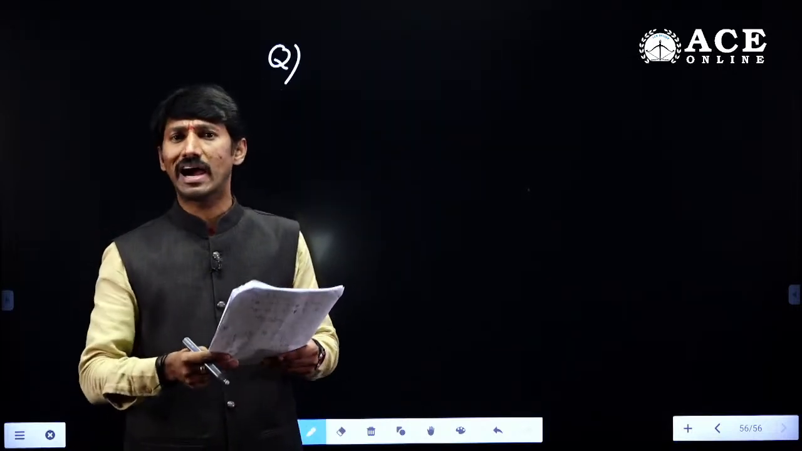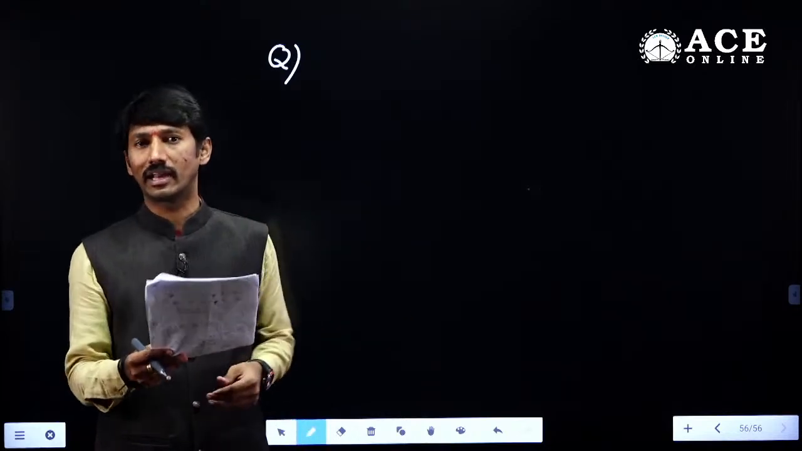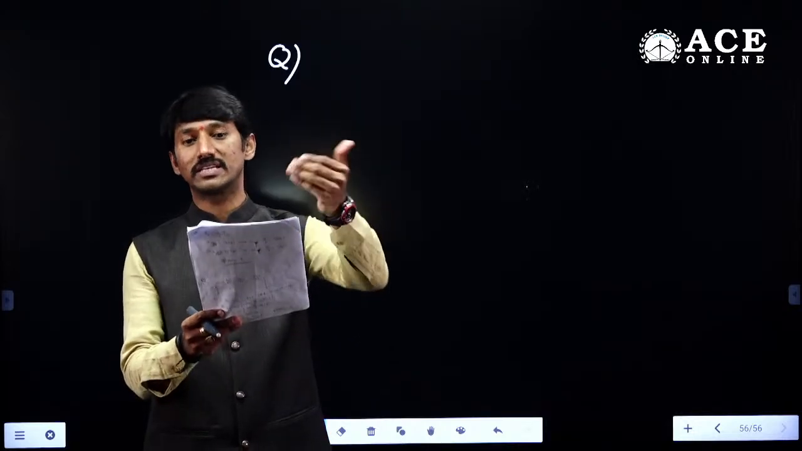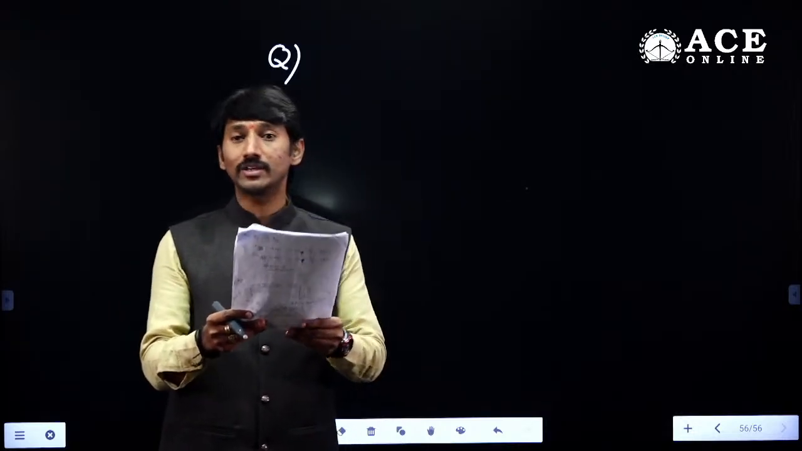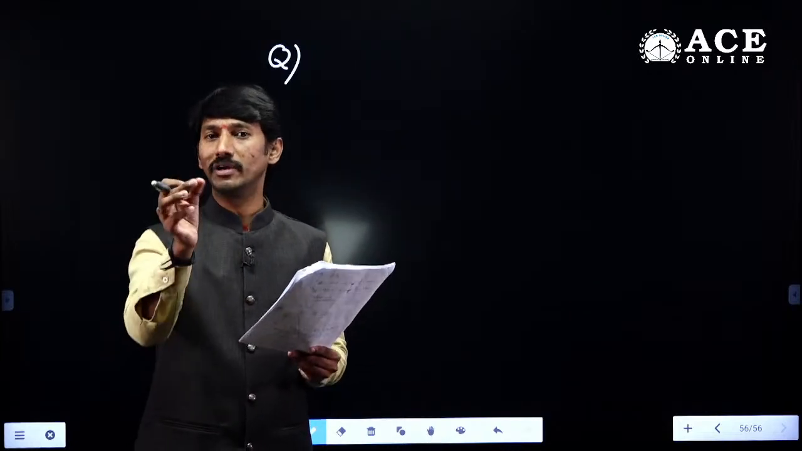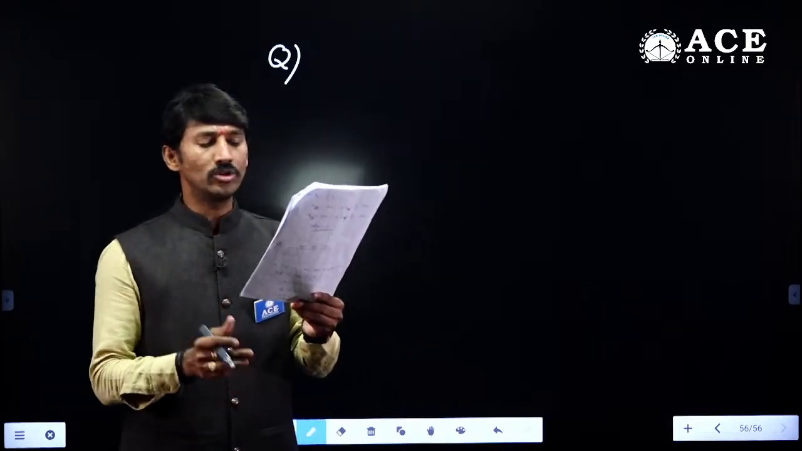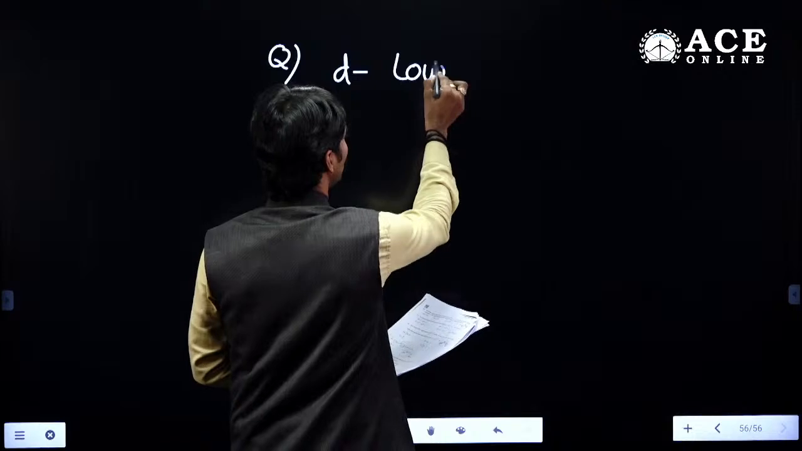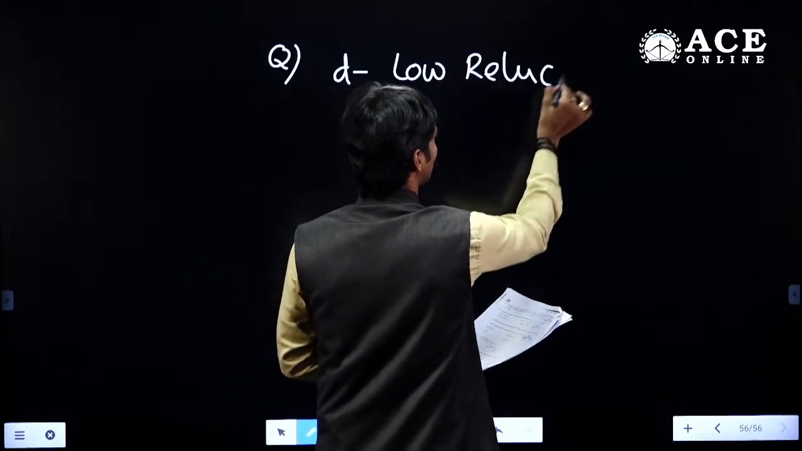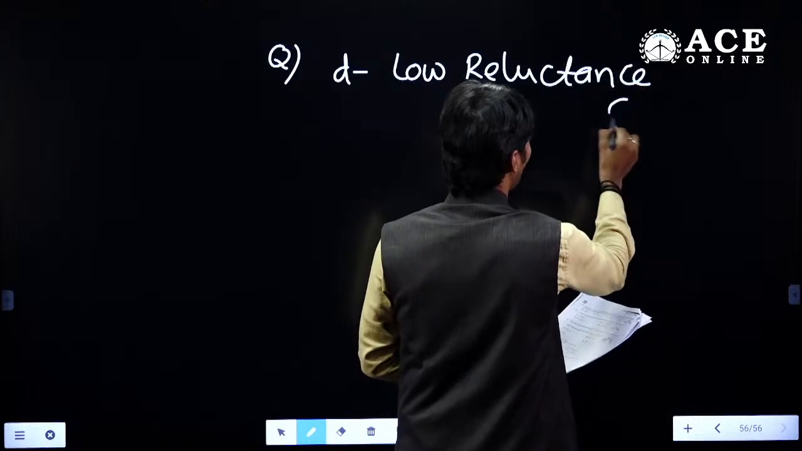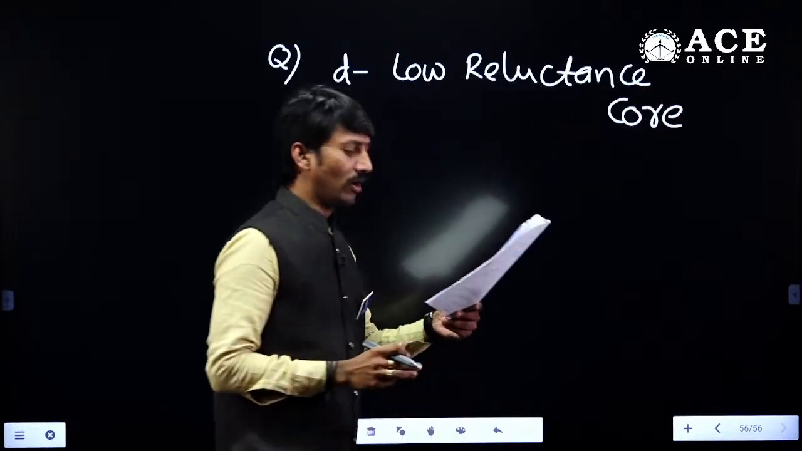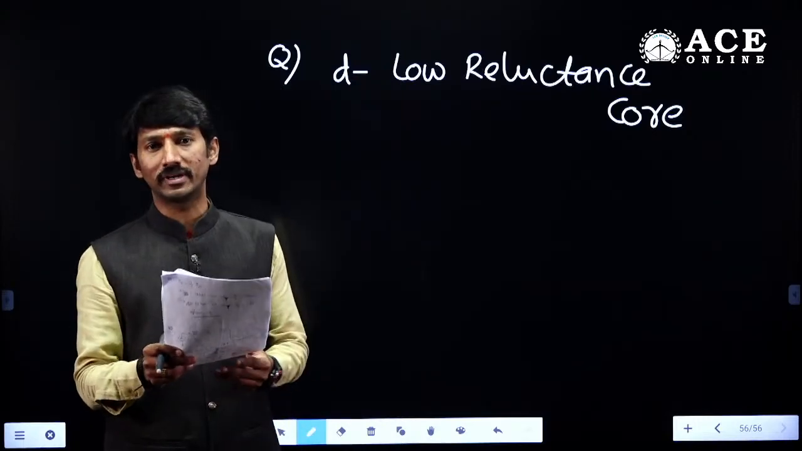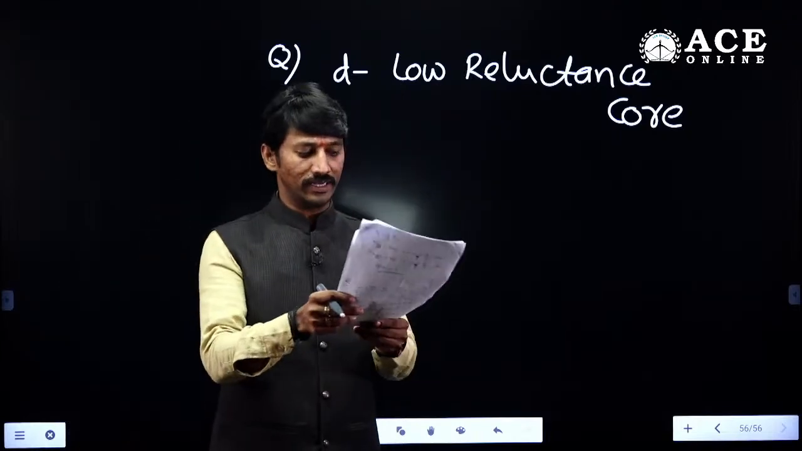The first option is wrong because with high reluctance, the error will be more. Second one, small cross section area, error will be more because more cross section area is required. Low permeability should not be used, we need to use a high permeability core. So the answer here is option D, using low reluctance core. The low reluctance core results in the reduction of error in an instrument transformer. And next question is a numerical question.